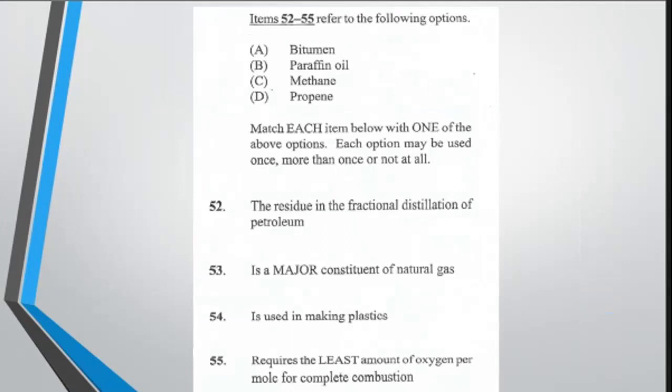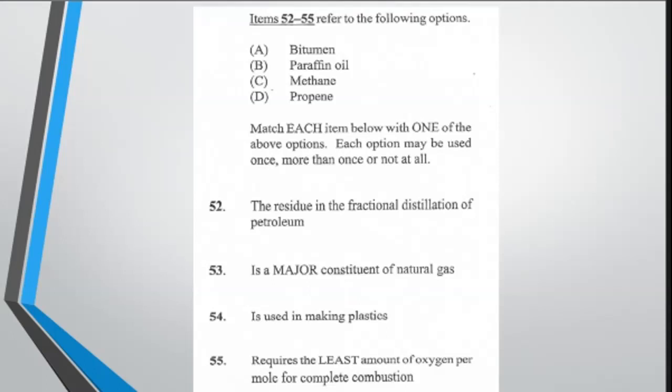Item 52 to 55 refers to the following options. You have bitumen, paraffin oil, methane, and propene. And they tell us, match each item below with one of the above options. Each option may be used once, more than once, or not at all.